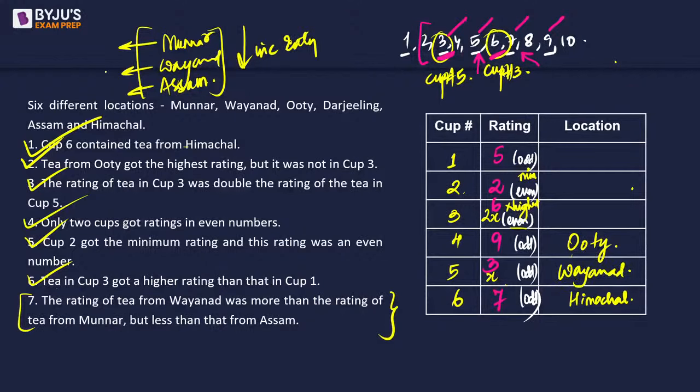If Wayanad takes cup number 5, which has a rating of 3, we are talking about rating, then Assam needs a rating more than 3. So more than 3 rating, it could be 5 or 6. But Munnar's rating is going to be 2 and 2 only, because that's the only number available less than 3 if you're talking about ratings, right? So Assam can take any of cup number 1 or 3. So this is the sequence that we will have.